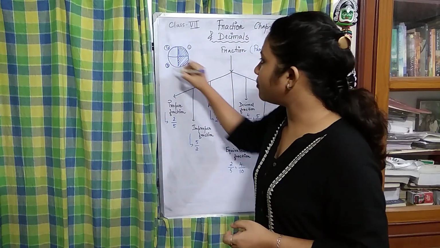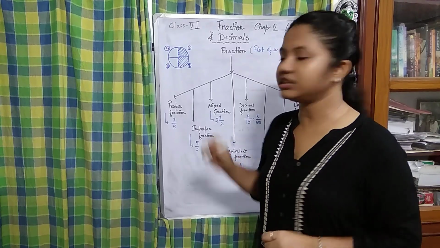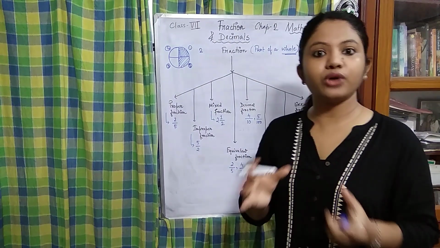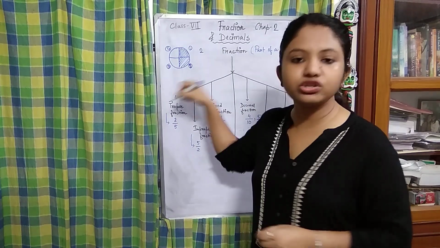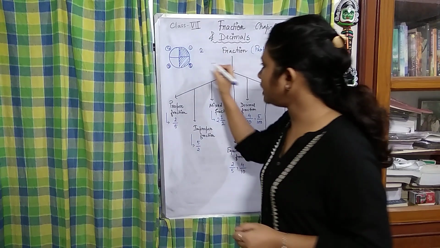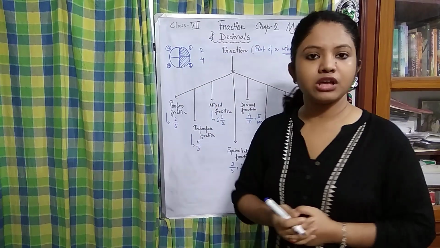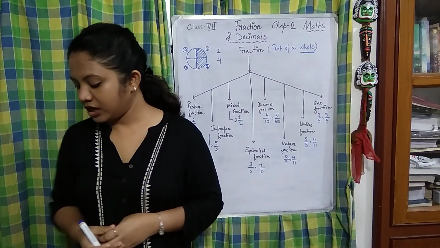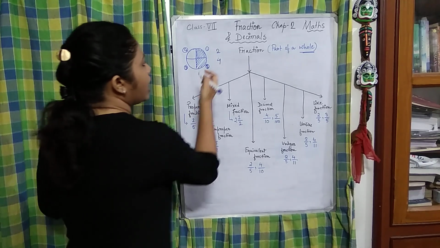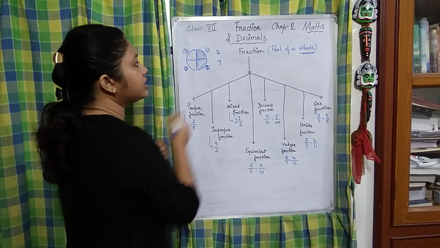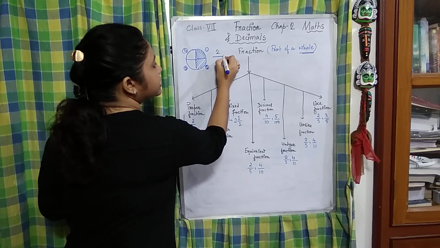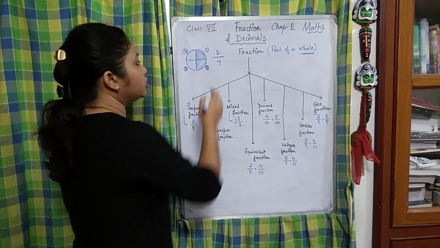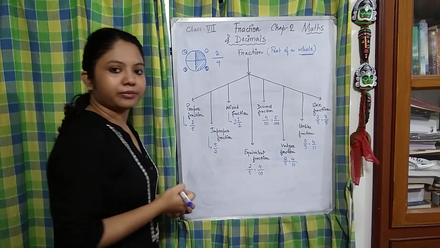So, among these, how many pieces have you eaten? You have eaten 2 pieces, right? Out of how many pieces? Out of 4 pieces. Altogether, it was 4 pieces, right? So, when we denote this, we will always denote it by a division sign. Okay? So, 2 by 4.